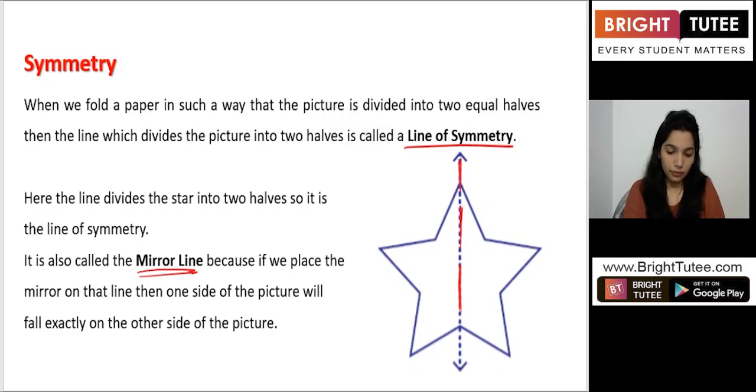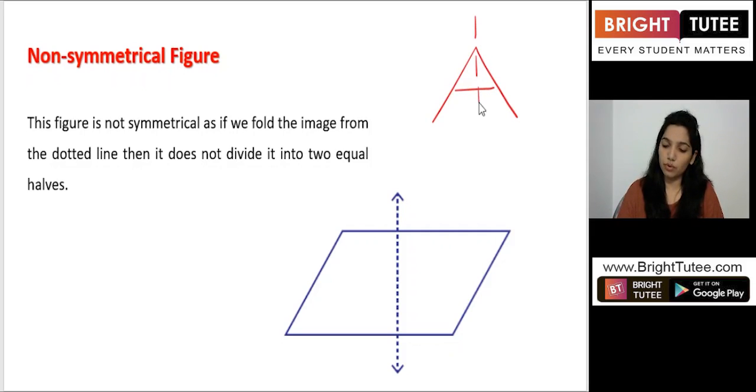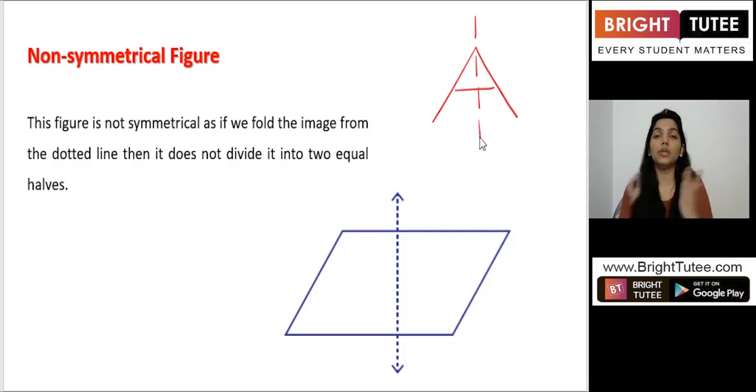Okay, now look at the non-symmetrical figures. Like we just saw, when we were dividing this particular figure A, and this is a line that I have drawn, I can see exactly two equal parts on either side of this alphabet when I have divided it by this particular line of symmetry. But do you think each and every figure can be symmetrical? Is it possible? The answer is no. Not all figures are symmetrical.